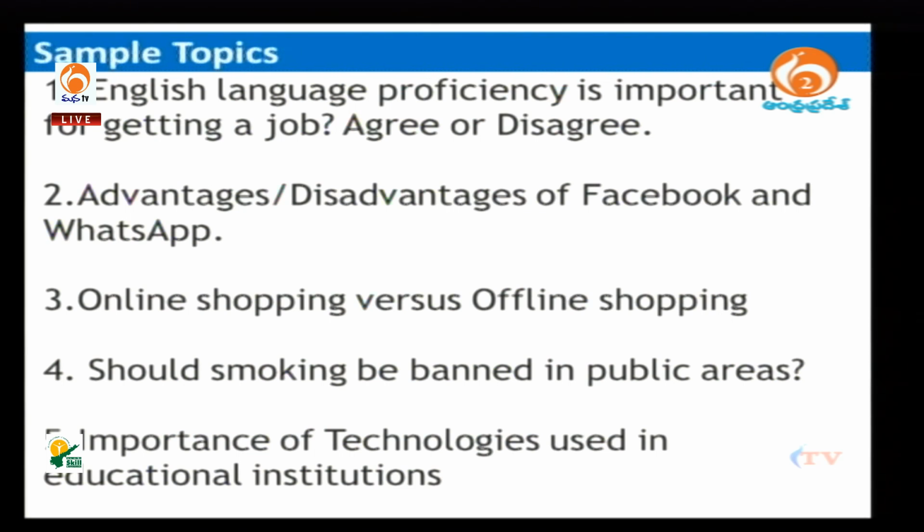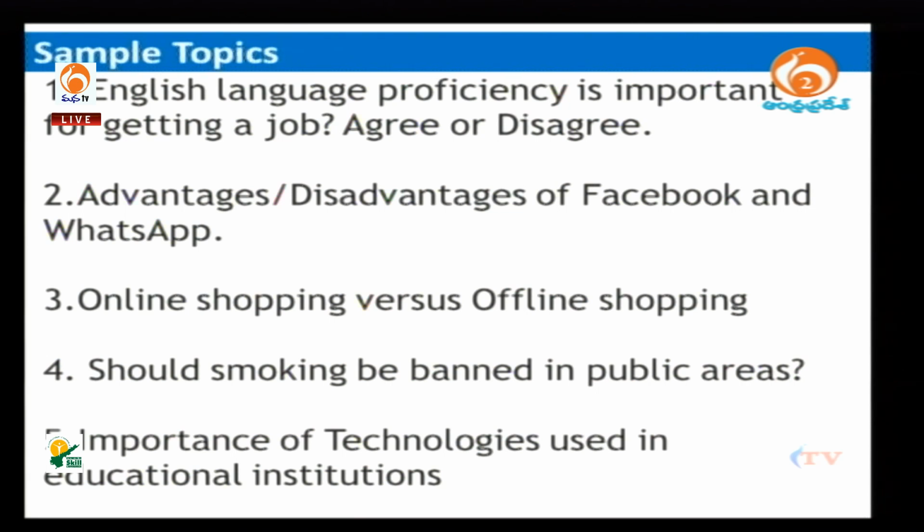Basically, what are the advantages and disadvantages of social media? Social media platforms specific to Facebook and WhatsApp. Now, Facebook is a social networking tool, but WhatsApp is a communication tool. You can also communicate through social media, but Facebook is primarily a networking tool. WhatsApp is a communications tool. Number 3, online shopping versus offline shopping.